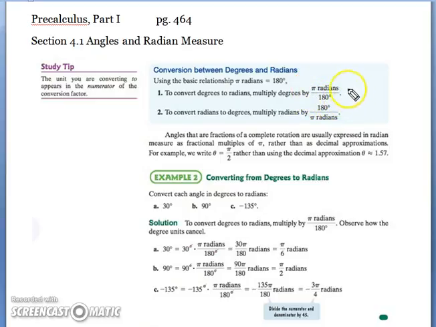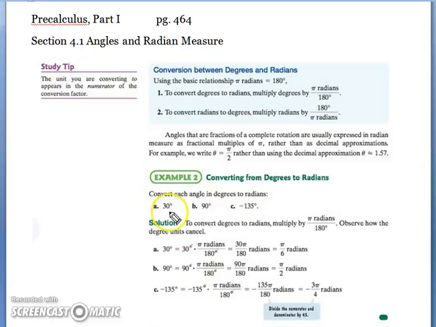And the way I remember it is the one that you want goes on top. So if you're going to radians, it's pi over 180. And if you're going to degrees, it's 180 over pi. That's just how I remember it to myself.